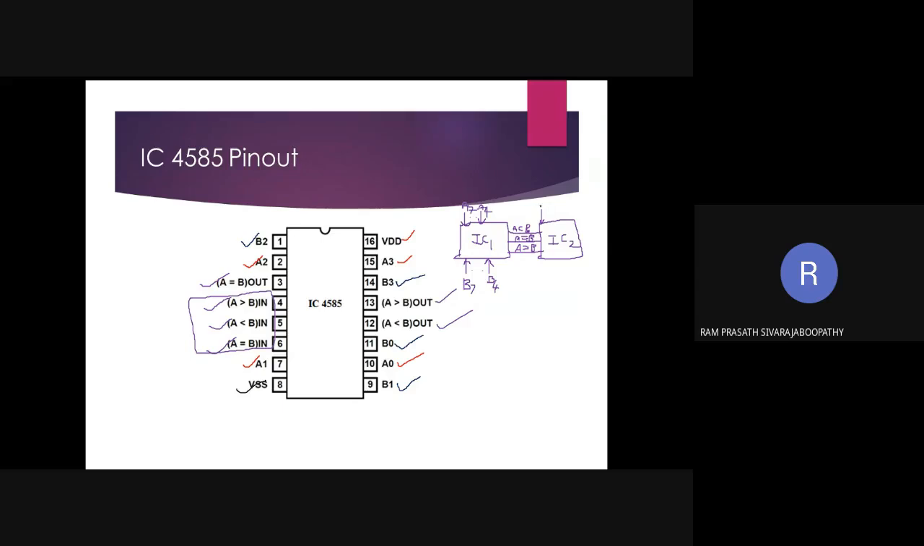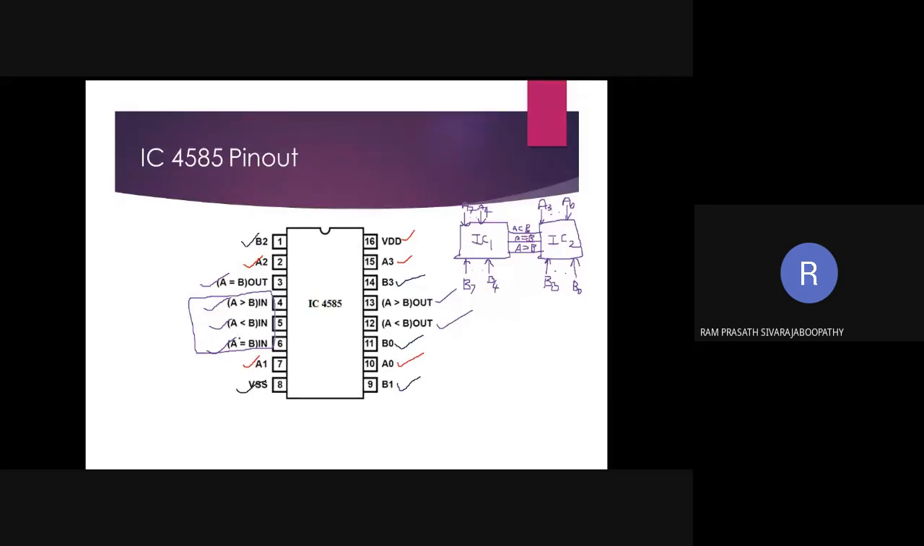In IC2 we have A3, A2, A1, A0. Similarly, the other input is B3, B2, B1, B0. So now it is an 8-bit comparator. Fine. So how is it performed? The 3 outputs of IC1 are given as input to its corresponding pin.